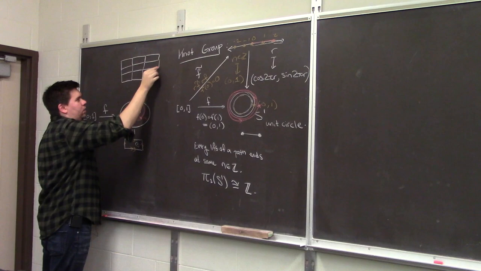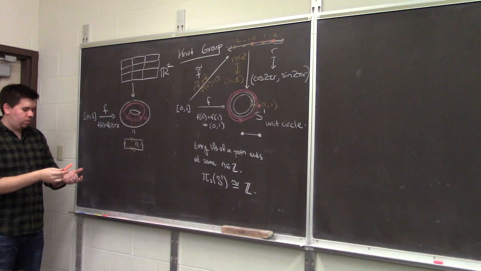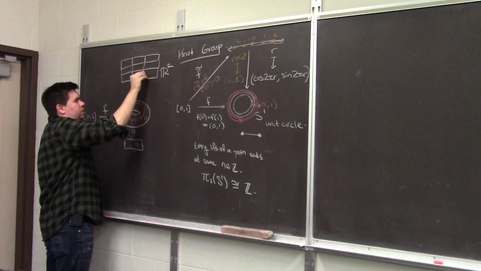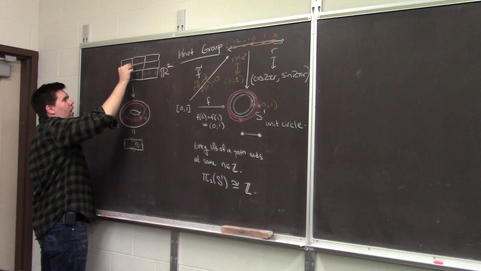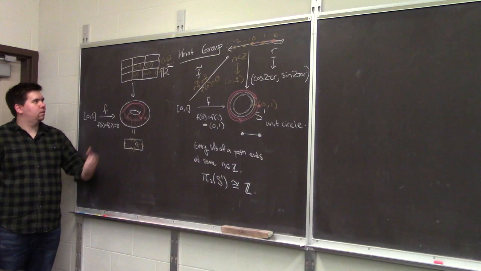So it seems like there's some map from R2 down into the torus. Well, what should that map be? Let me specify that these are integers. So this would be the point 0, 0. This would be the point 0, 1. 0, 2, etc. I keep going. I go up 1, 0, 1, 1, 1, 2, etc. So I'm mapping out R2.